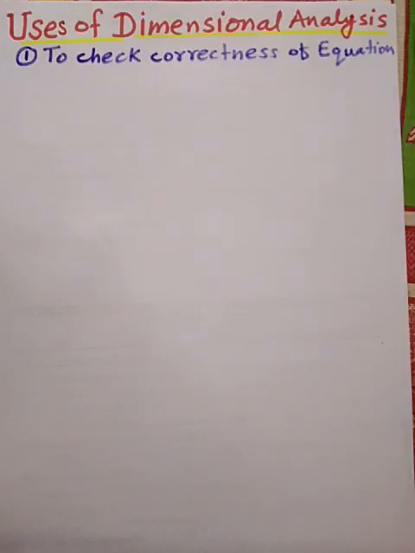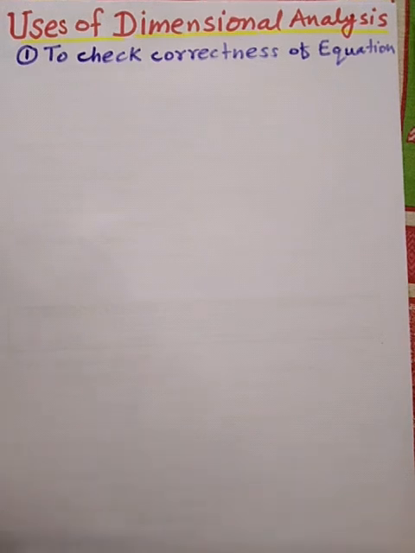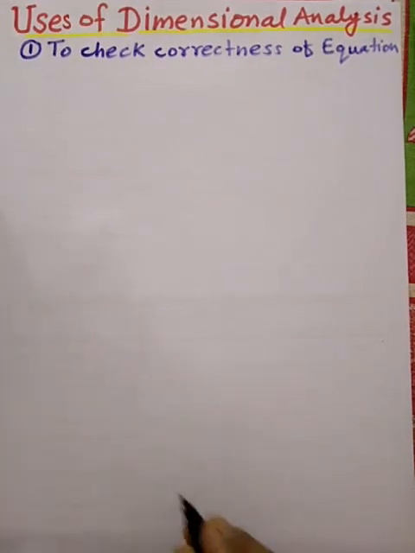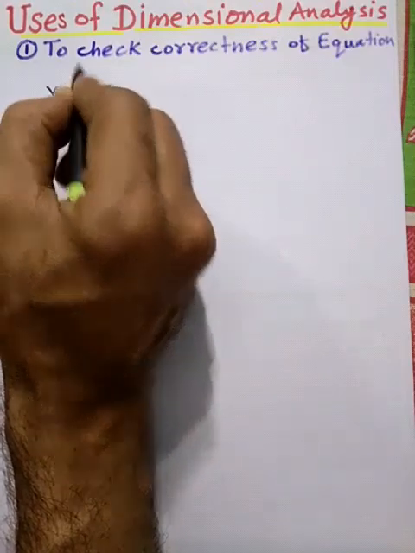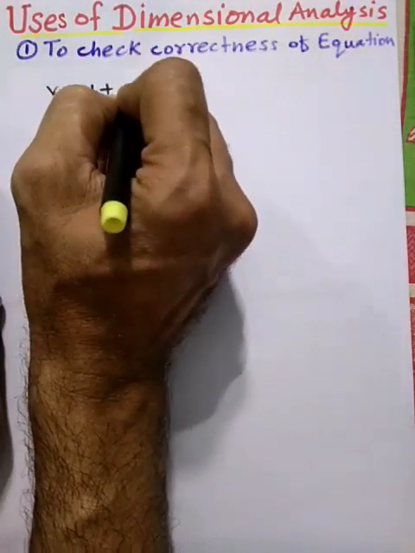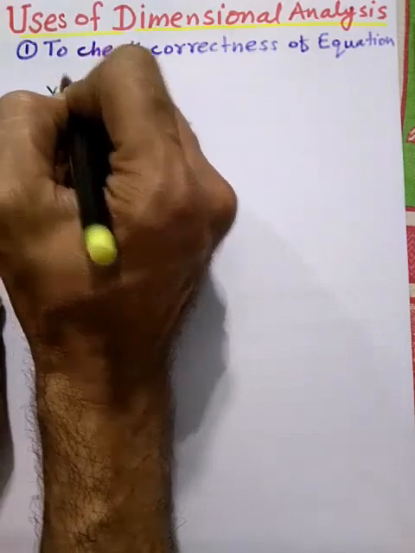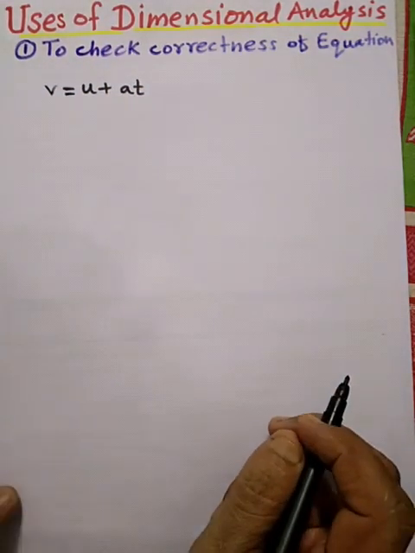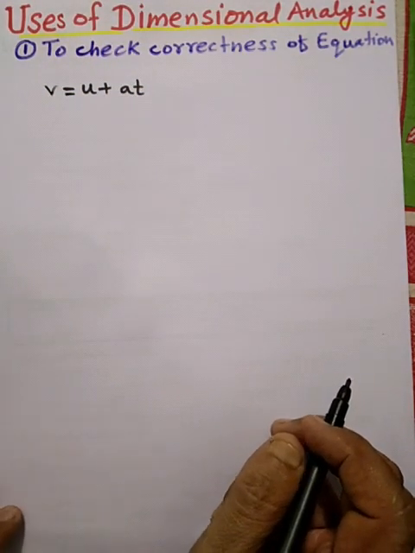Dear student, today we will see uses of dimensional analysis. First use, to check the correctness of an equation. Let us consider the equation of motion: v is equal to u plus at, where v is the velocity, u is the initial velocity. This is the first equation of motion according to Newton's laws of motion.